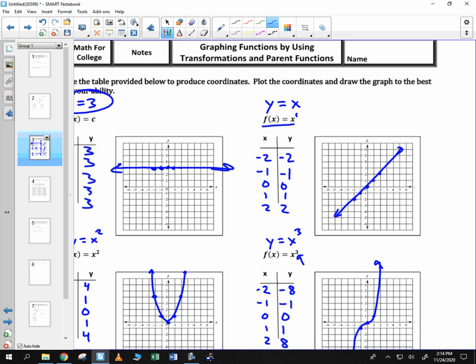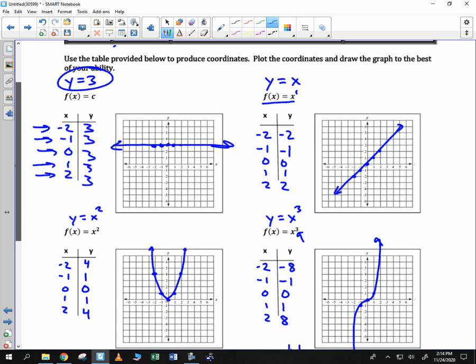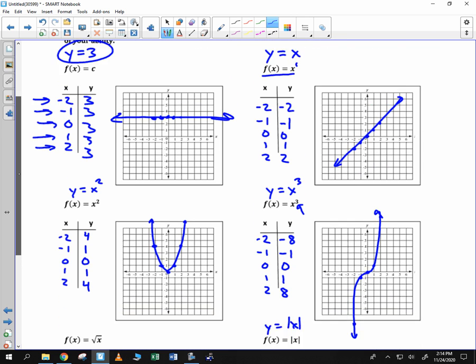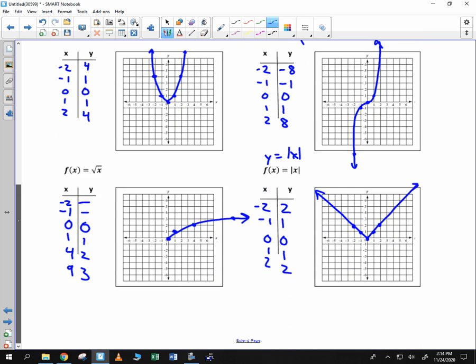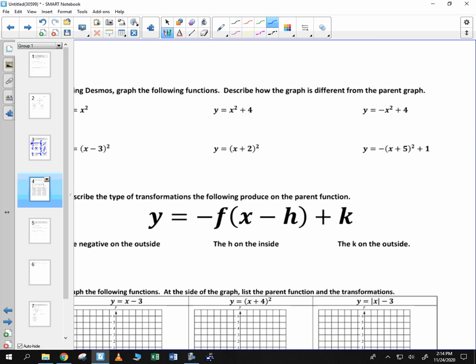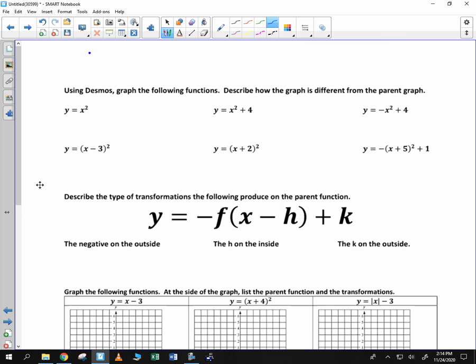So now that you have these functions, these are the 6 functions you want to keep in mind: the constant function, the linear function, the quadratic and the cubic, the square root function, and the absolute value function. You want those shapes in your brain. And what we're going to do now is look at Desmos to see how these graphs change as we type them in. So I'm going to go ahead and grab Desmos and move back to my computer here.